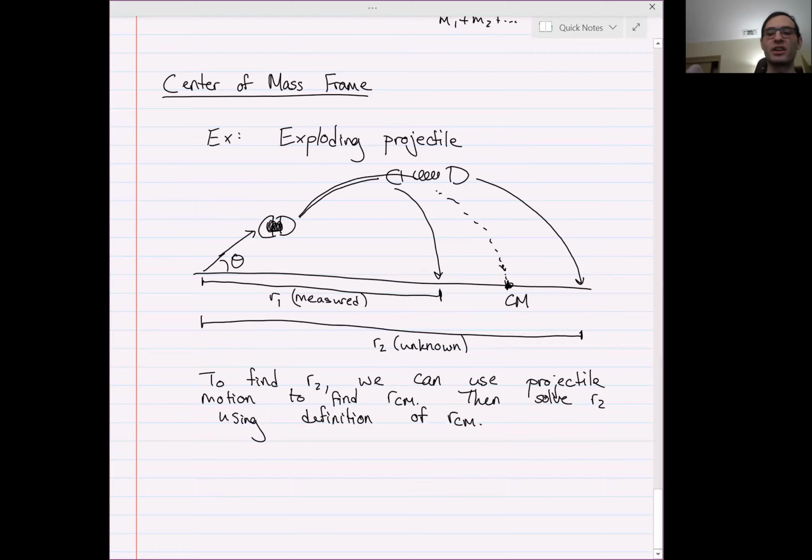One caveat here is that this separation must have occurred in the horizontal direction. There can be no additional imparted momentum in the vertical direction, because that would affect the result here.